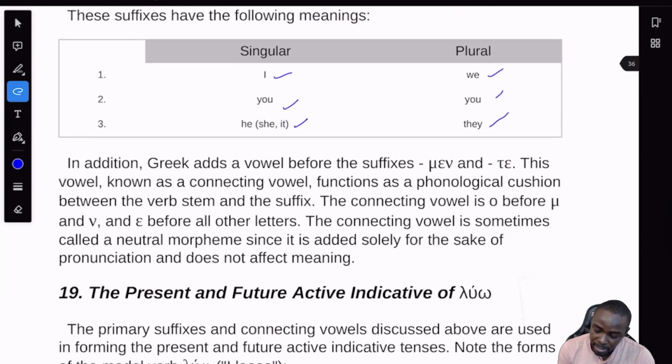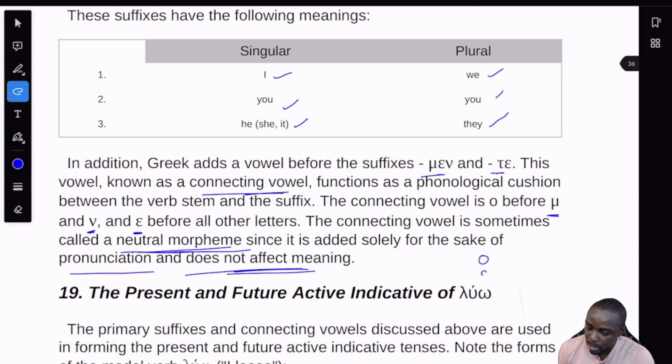So in addition, Greek adds a vowel before the suffixes. So men and te are going to get a vowel. This vowel, known as a connecting vowel, functions as a phonological cushion between the verb stem and the suffix. The connecting vowel is omicron before mu and nu and epsilon before all other letters. The connecting vowel is sometimes called a neutral morpheme, since it is added solely for the sake of pronunciation and does not affect meaning. So we're going to encounter an omicron or an epsilon if there is a mu or a nu, or in all others, the epsilon.